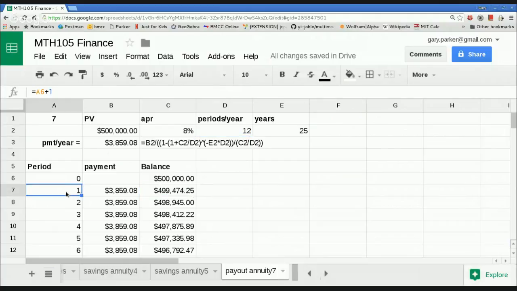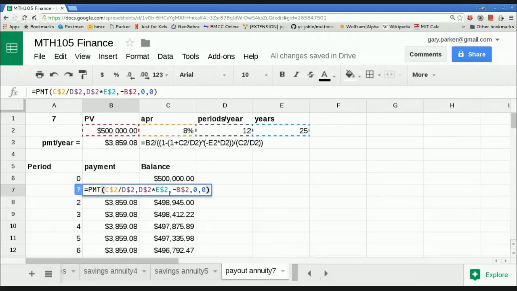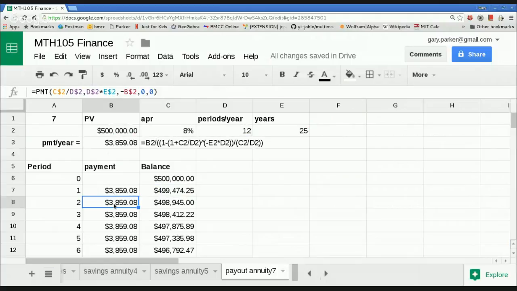And so I did a similar trick here where I'm just saying take the previous period, add 1 to it. Here I have, notice everything is an absolute reference here because I need the present value, the APR, periods per year, and the number of years to calculate the payment. And I want that same payment to come down each year. Now, instead of using the payment function each year, I could have just referenced the number above here, but I just wanted to demonstrate again, there's another way to do it. Often spreadsheets have built-in functions to do these things.